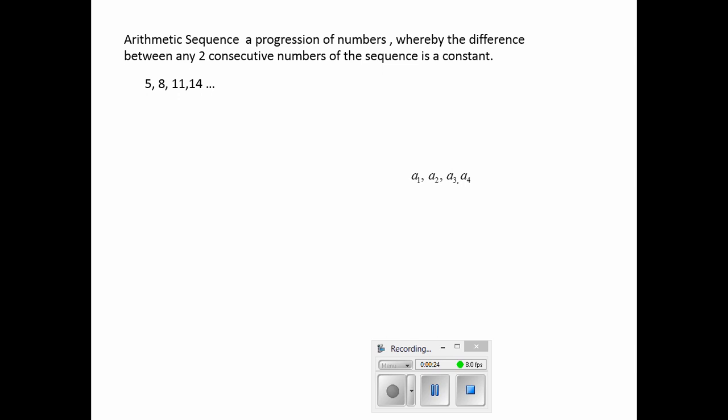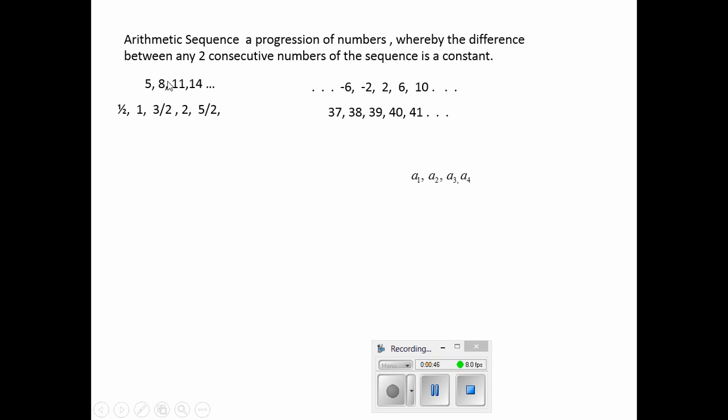So here's an arithmetic sequence: 5, 8, 11, 14. Here's another one: -6, -2, 2, 6, 10. 1/2, 1, 3/2, 2, 5/2. 37, 38, 39, 40. So let's try to determine what it is that determines this, okay? Or, what's the next term in the sequence?